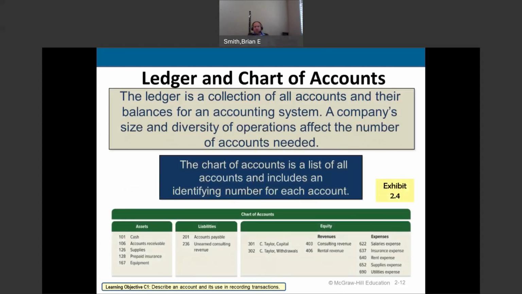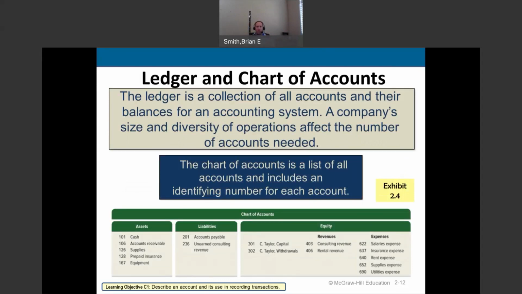In many companies, you're going to see what's called a chart of accounts. A chart of accounts is a listing of all the accounts and their numbers that is listed as part of their system. There are no account balances. There's nothing else in there. It is just the accounts and their account numbers.